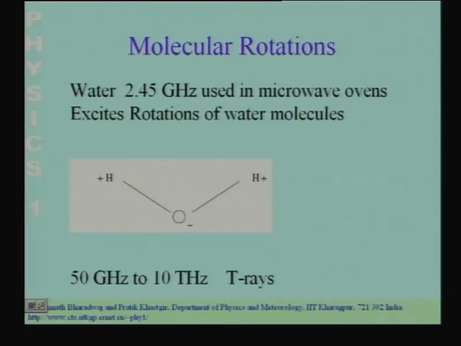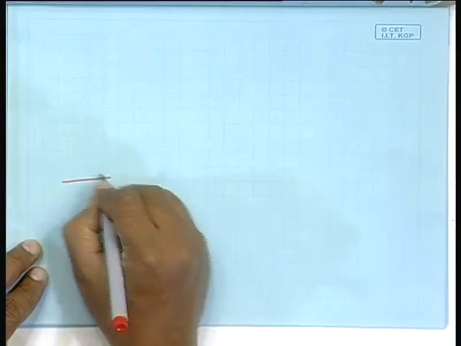We have already discussed molecules and the vibrations of molecules. We discussed the vibrations of benzene molecules. Now, molecules, in addition to vibrating, can also rotate, and the vibrations and rotations of molecules are actually quantized. So, corresponding to different vibrational and rotational states, you have different quantized energy levels.